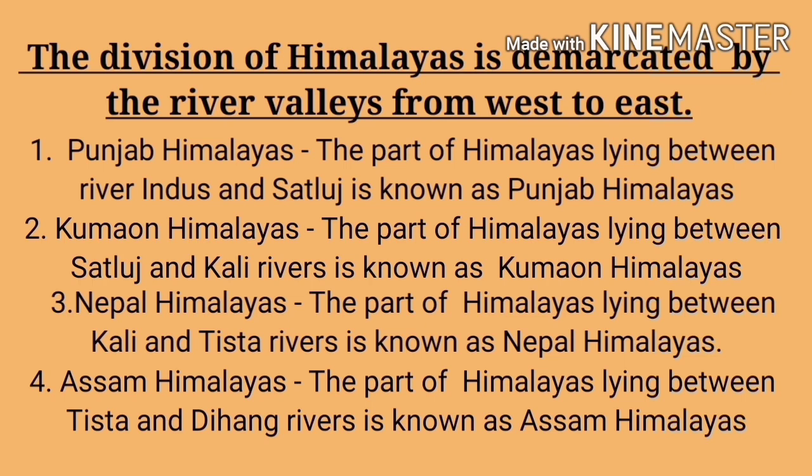First one, Punjab Himalayas. The part of Himalayas lying between river Indus and Sutlej is known as Punjab Himalayas. Second one, Kumaon Himalayas. The part of Himalayas lying between Sutlej and Kali rivers is known as Kumaon Himalayas. Third one, Nepal Himalayas. The part lying between Kali and Tista rivers is known as Nepal Himalayas. Fourth one, Assam Himalayas. The part lying between Tista and Dihang rivers is known as Assam Himalayas.